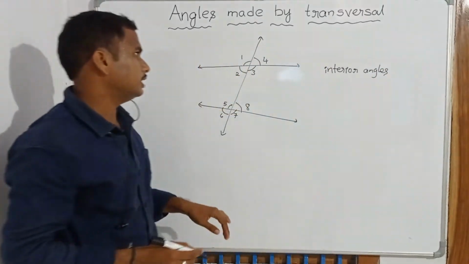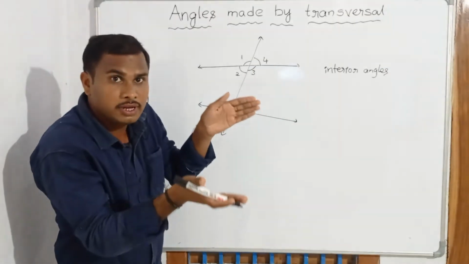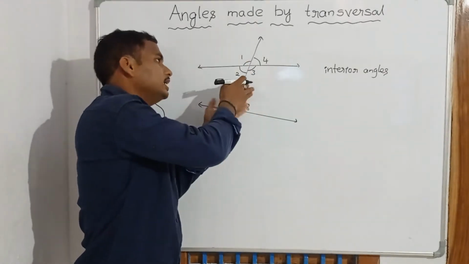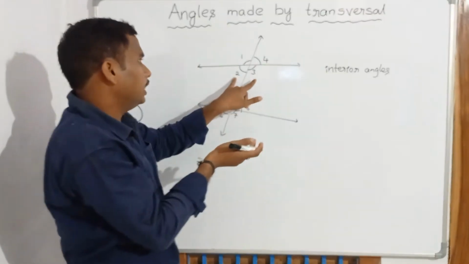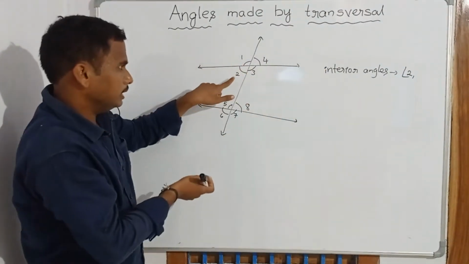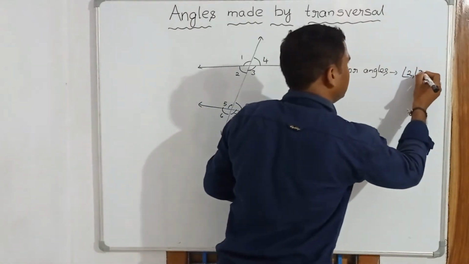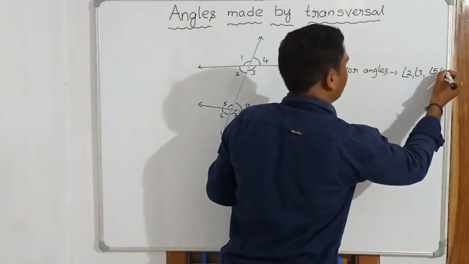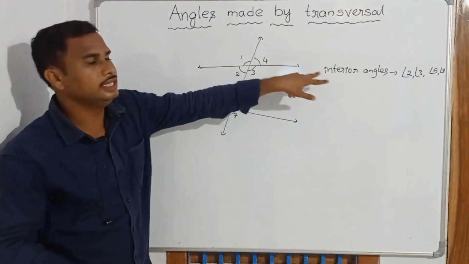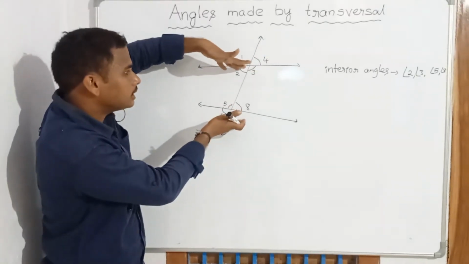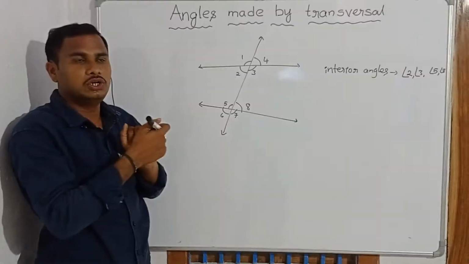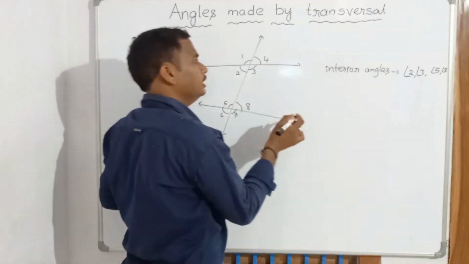Interior angles. What is that interior angles? Interior angles means that angles are inside of the two lines. What is inside of the two lines? Angle 2, angle 3, angle 5 and angle 8. Okay, 2, 3, 5, 8 are interior angles because these angles are inside of the two lines. That means that is our interior angles.